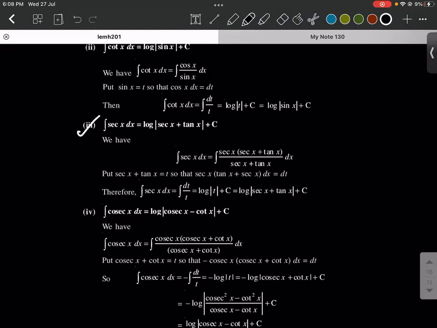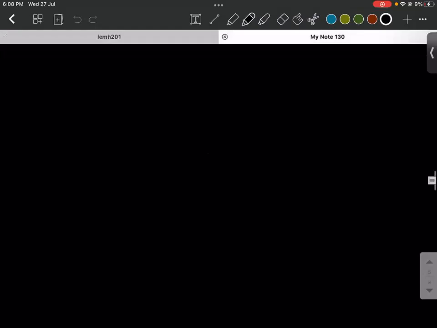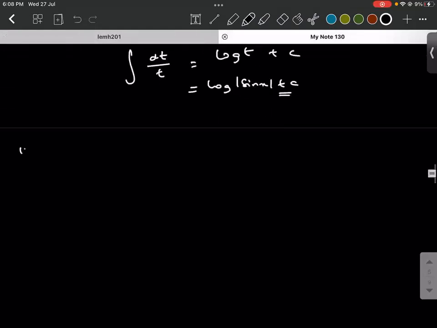secant x dx. Shall we try? So third one is integral of secant x dx. So how to do this? I'll tell you the logic, okay? Listen to this carefully. There is a reason behind why you are multiplying and dividing with a specific term.